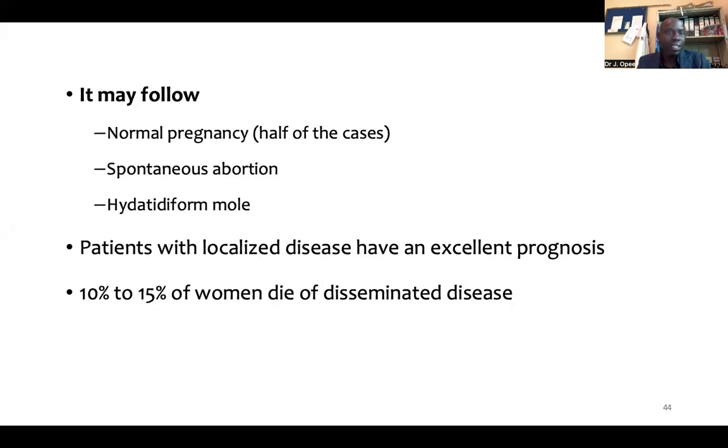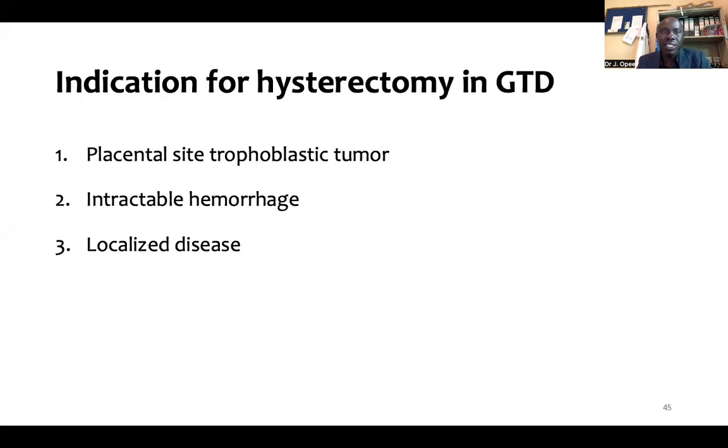It may follow normal pregnancy, or may follow spontaneous abortion, or may follow hydatidiform mole, more commonly the complete hydatidiform mole. And the patient may have localized disease in some instances. 10 to 15% of women die from disseminated disease. Now, when you have placenta-site trophoblastic tumor, in most cases it is an indication for hysterectomy. In fact, total abdominal hysterectomy. Yes, total abdominal hysterectomy is one of the types of hysterectomy, which is type 1, type 1B. Type 1A is subtotal or supracervical.